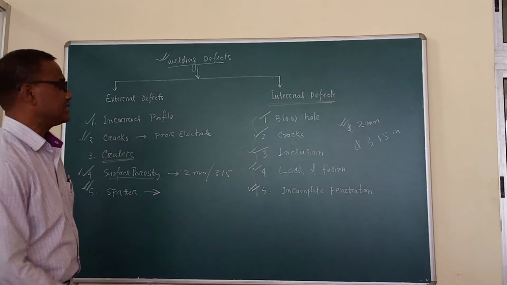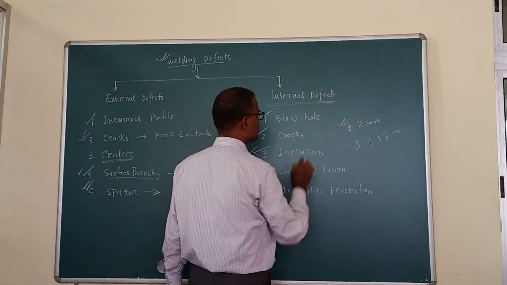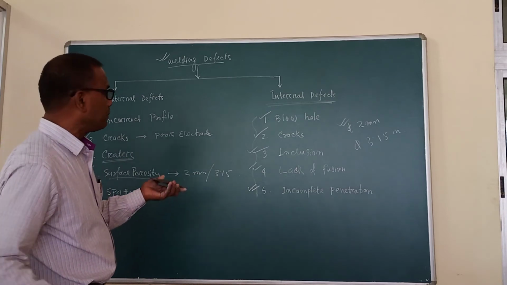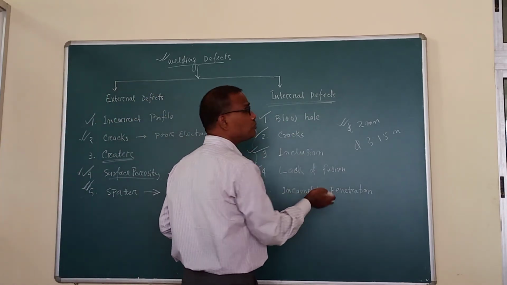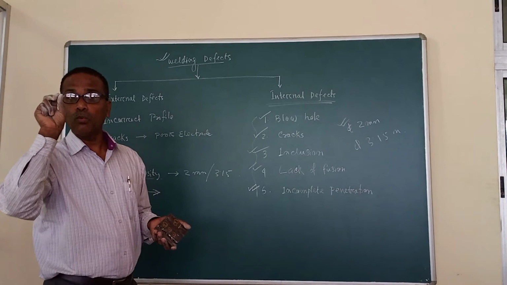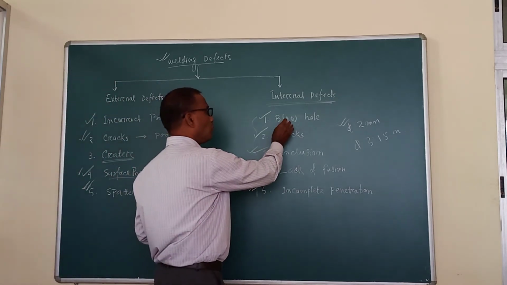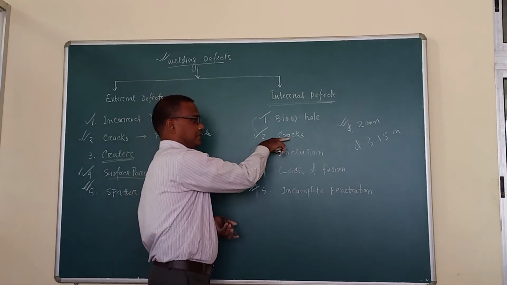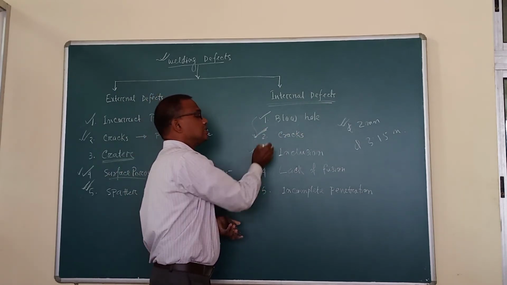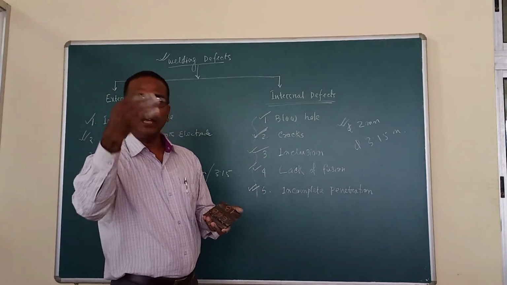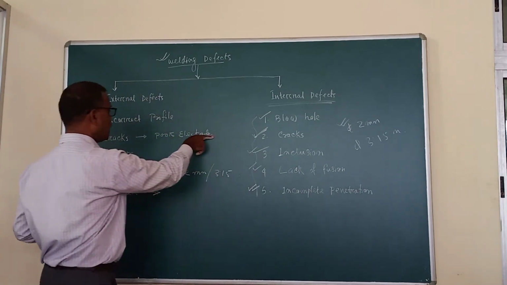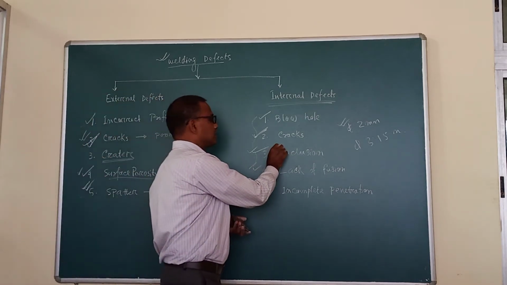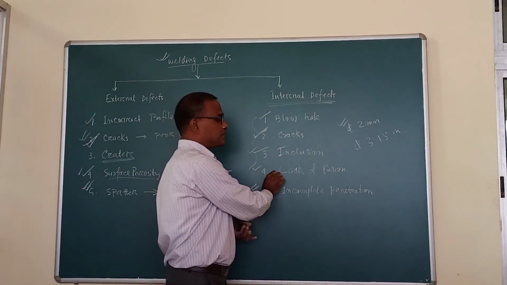Now blowholes, see. If you cut it and have a cut section of the welding bead, you will see it is not uniform. Some holes may occur inside the welding bead. These are called blowholes. Then cracks. Some crack lines may occur inside the welding bead, due to poor electrode. Then inclusions, and then lack of fusion.